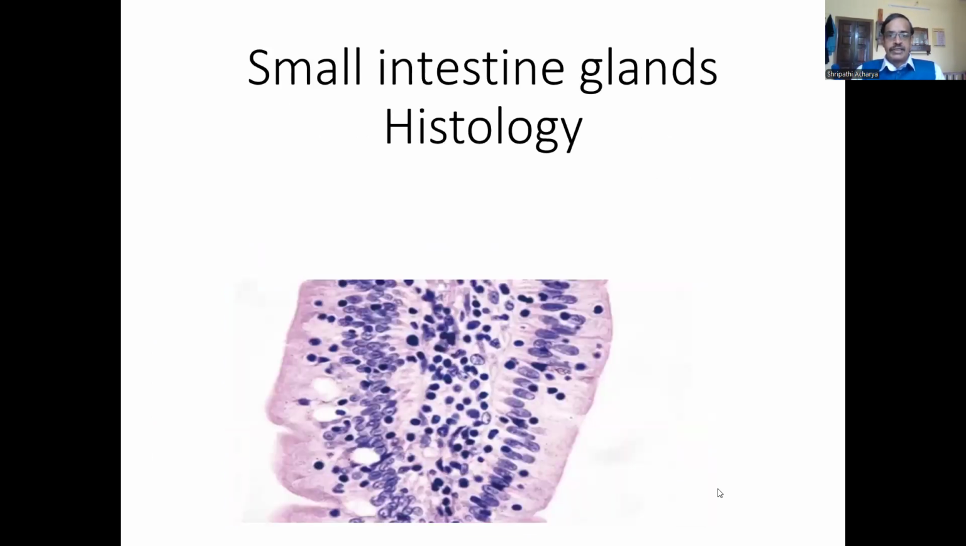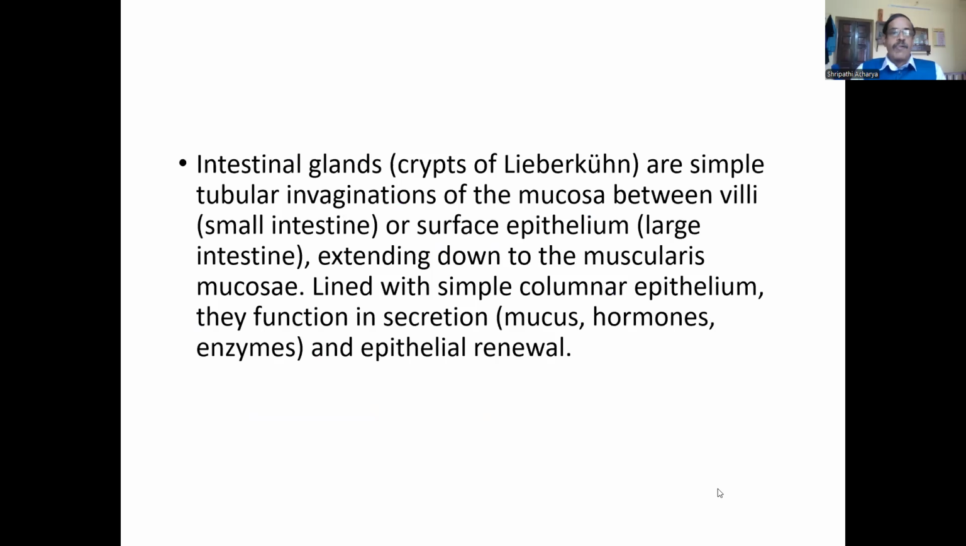Next, small intestine glands. Intestinal glands, crypts of Lieberkühn, are simple tubular invaginations of the mucosa between villi, small intestine, or surface epithelium, large intestine, extended down to the muscularis mucosae. Lined with simple columnar epithelium, they function in secretion, mucus, hormones, and enzymes, and epithelial renewal.